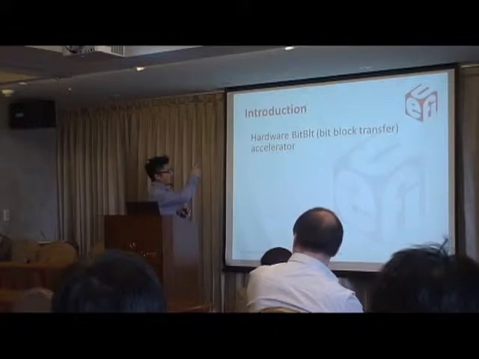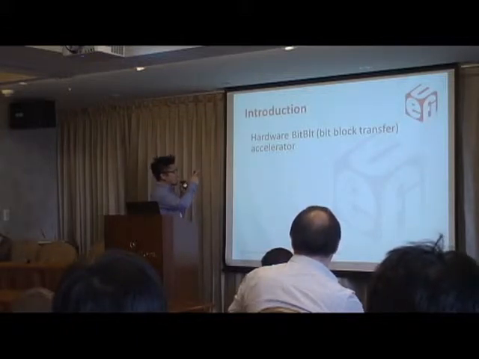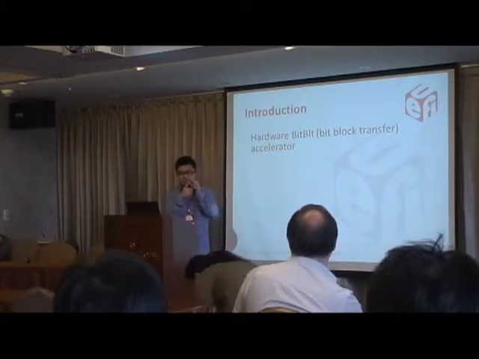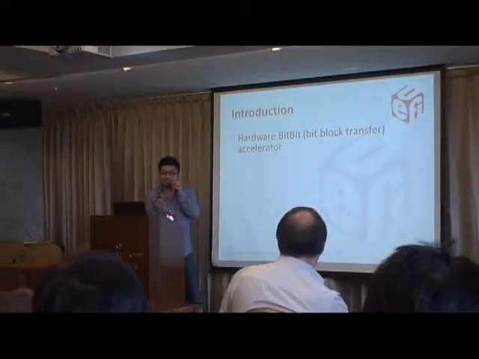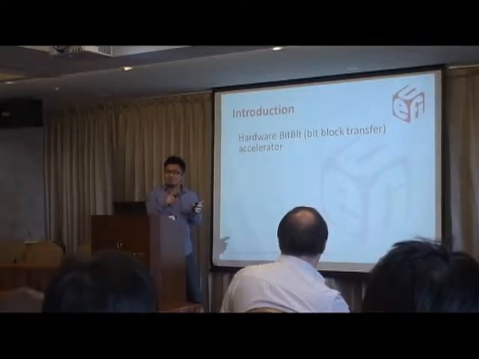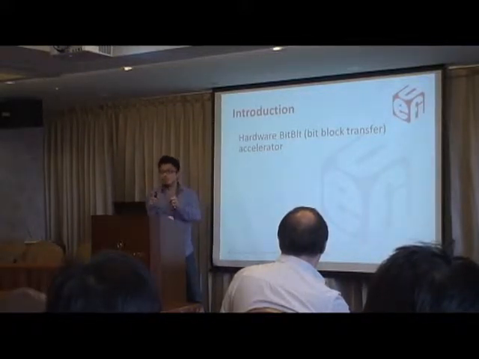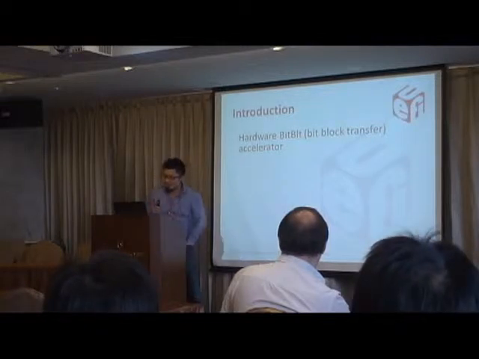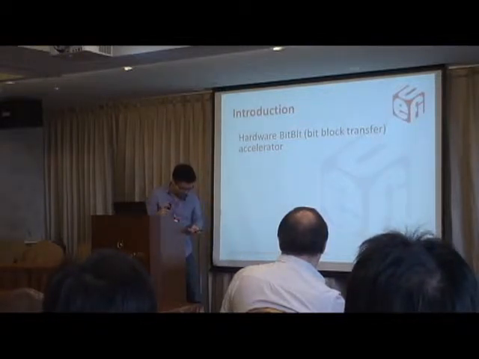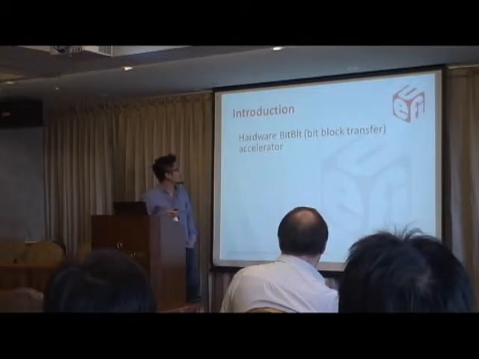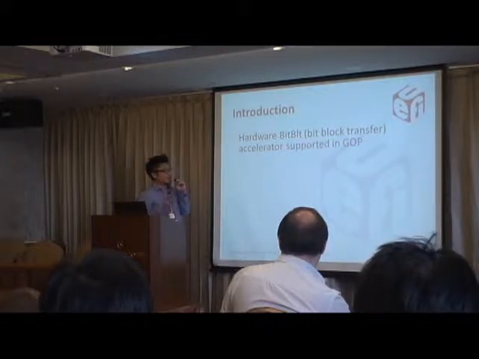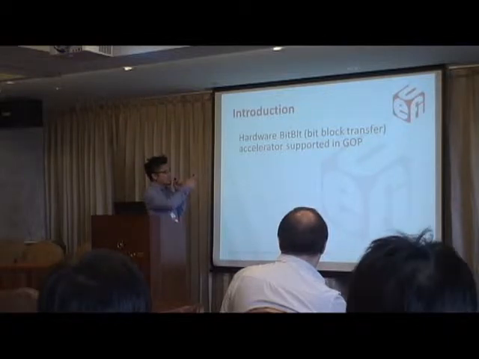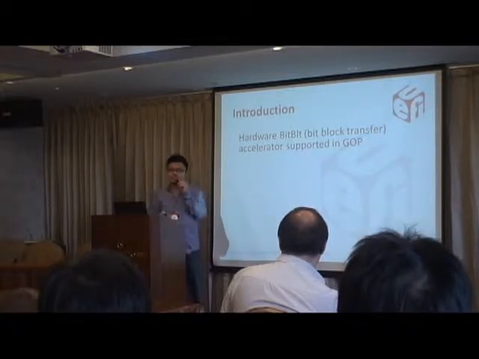Here we are talking about the hardware bitrate accelerator. The hardware bitrate accelerator is always provided by the VGA card, and it uses the hardware method to move the data from system memory to video buffer for you. And furthermore, we want to talk about the hardware bitrate accelerator supported in current GOP.